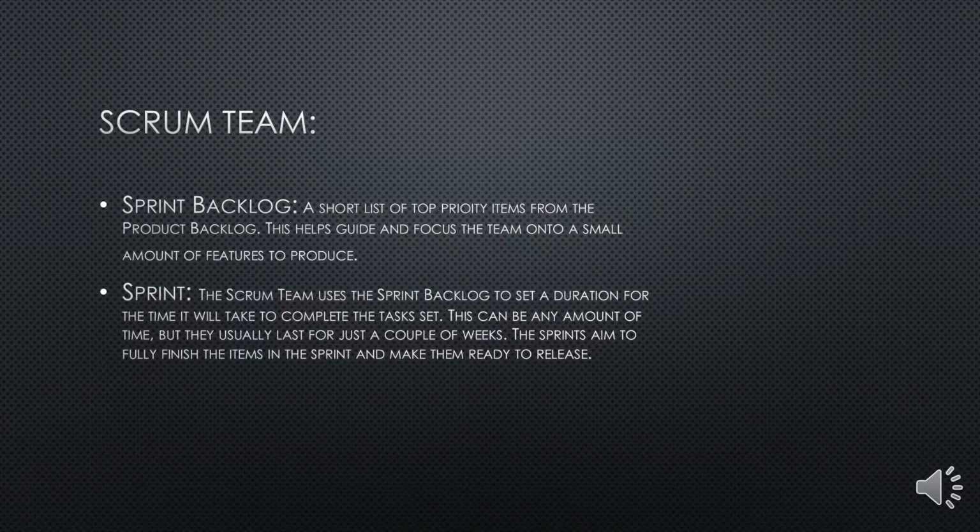The Scrum Team comes into the picture after the product owner has selected the features for the product and there has been a product backlog that has been created. The Scrum Team now has to execute on these features. They do this in a process called a sprint.